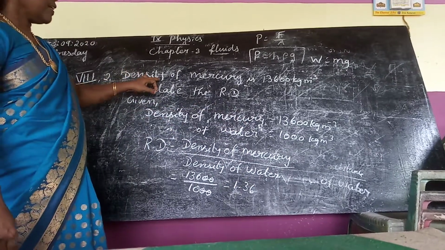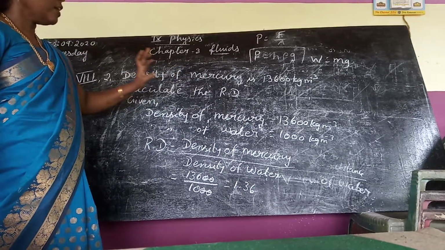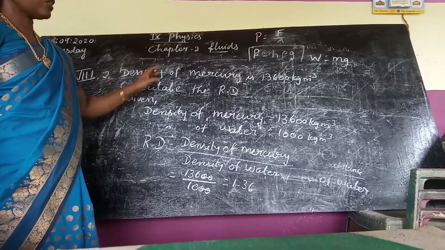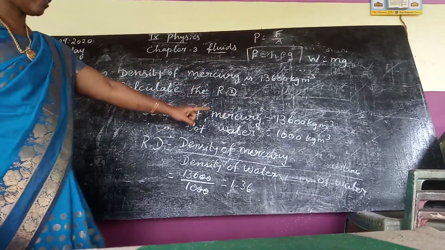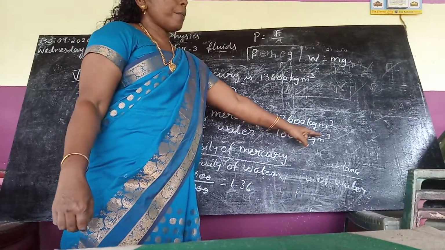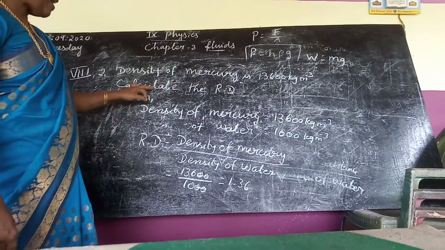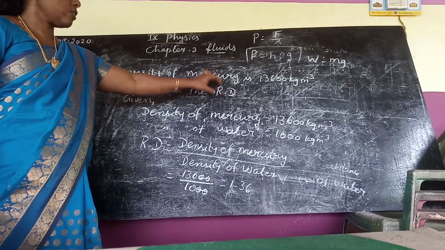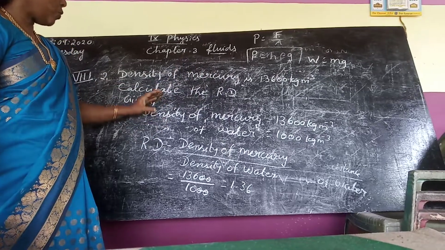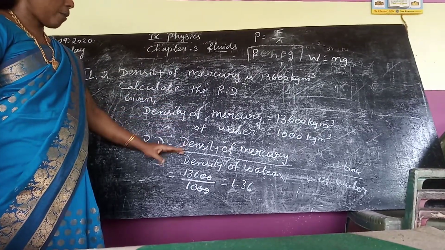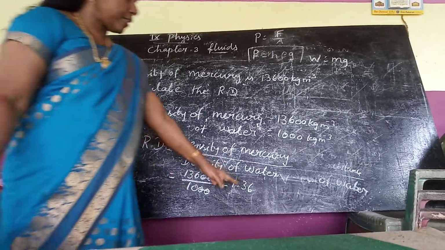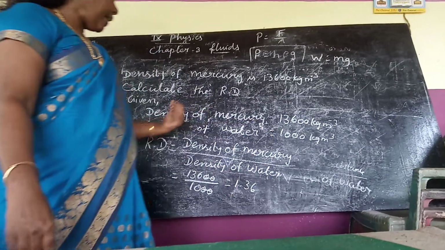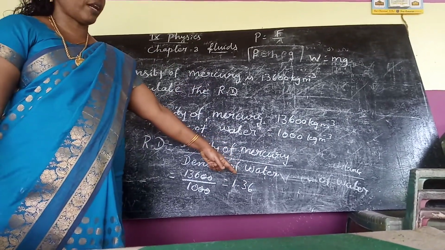First see, the density of mercury is given in the question. Density of water is not given in the question. You have to write the density of water value, 1000 kilogram meter power minus 3. Calculate the relative density. Like this only the question is given. So you have to write first given, then formula, substitution, answer with the unit. But here relative density has no unit, so no need to write it.